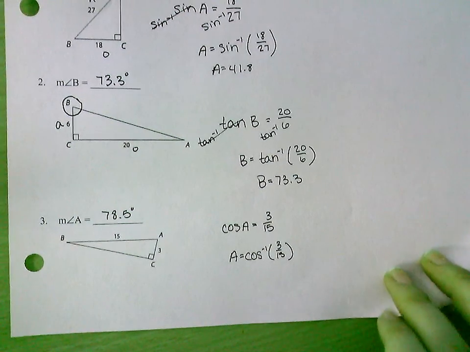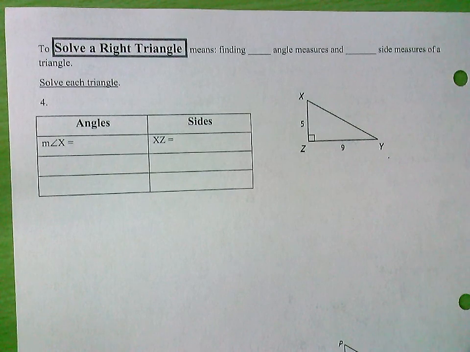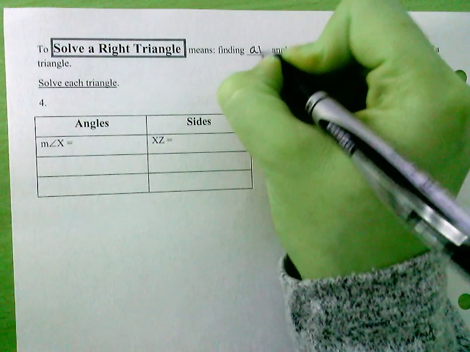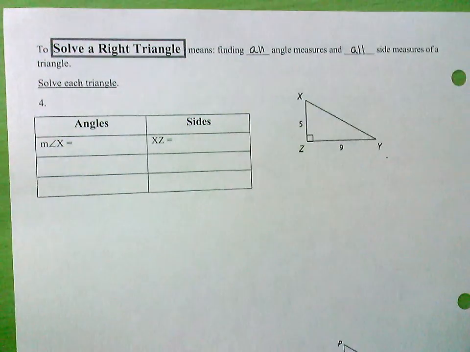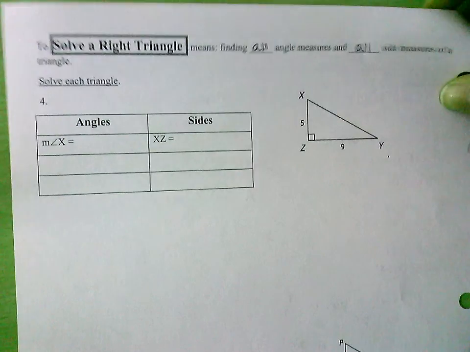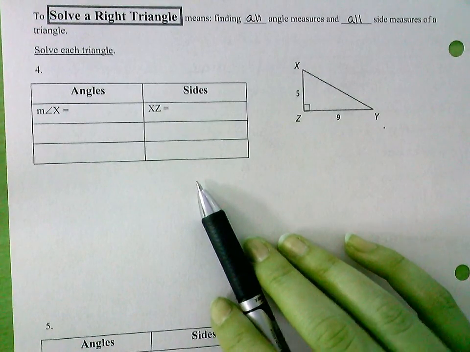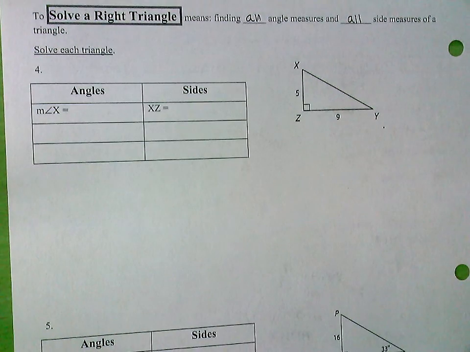All right, so on the back, we can solve a right triangle. With all of the different things that we've learned so far in Chapter 8, we can solve a right triangle. That means you're finding all of the angles and all of the side measures of that right triangle. You'll be given enough information where you can find all of that. So in the example below here, I have this table for angles and sides. I need to find all three of each.